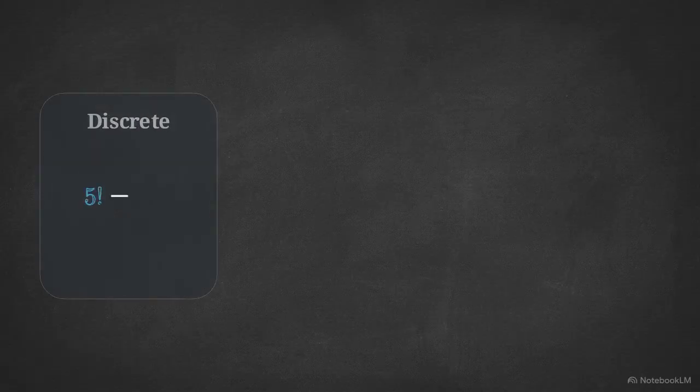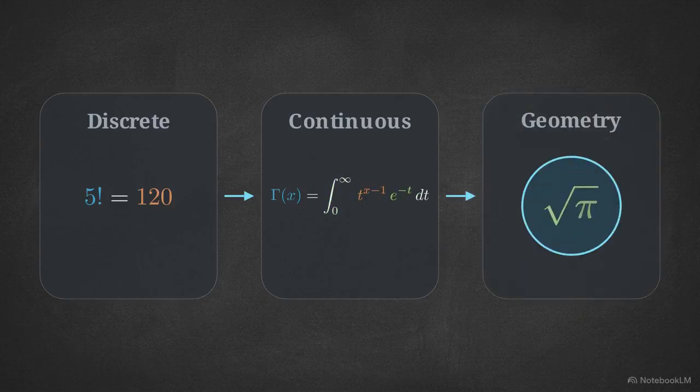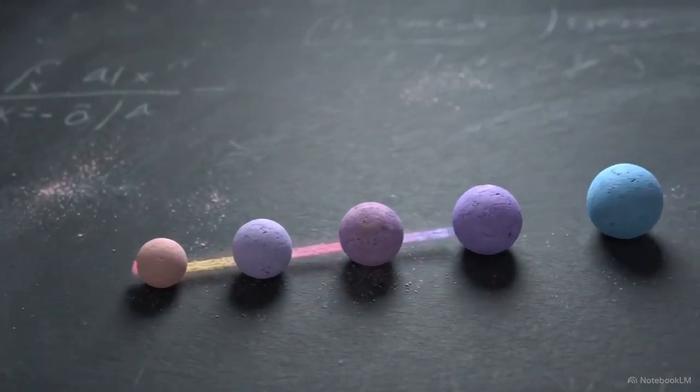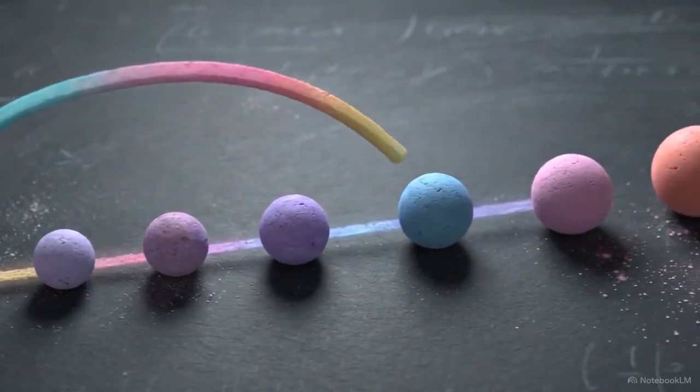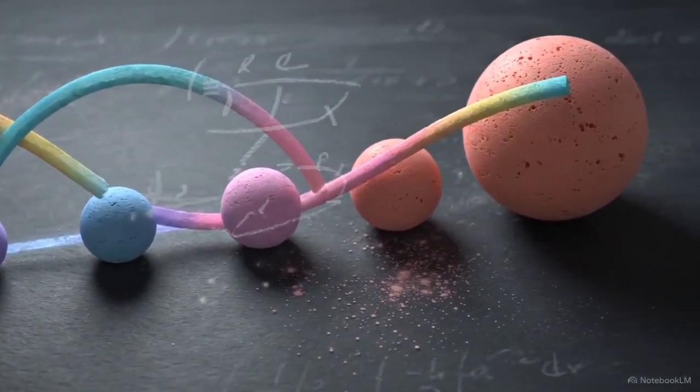We moved from the simple factorial of 5 to an improper integral that bridges the gaps between every integer, eventually revealing a hidden relationship with the constant pi. Ultimately, the gamma function serves as a mathematical bridge, enabling us to apply the precision of continuous analysis to discrete sequences.